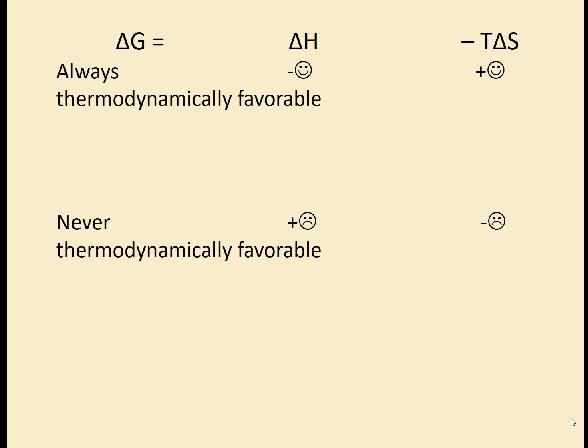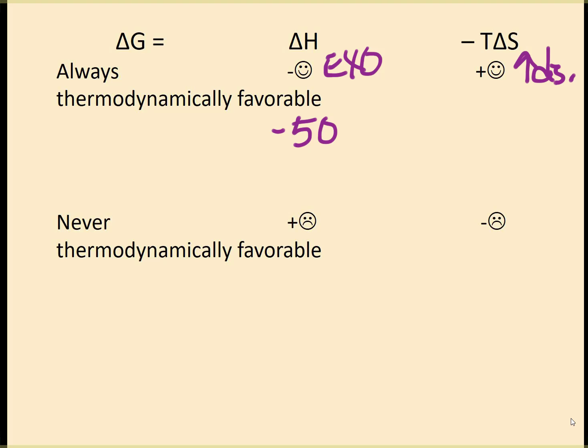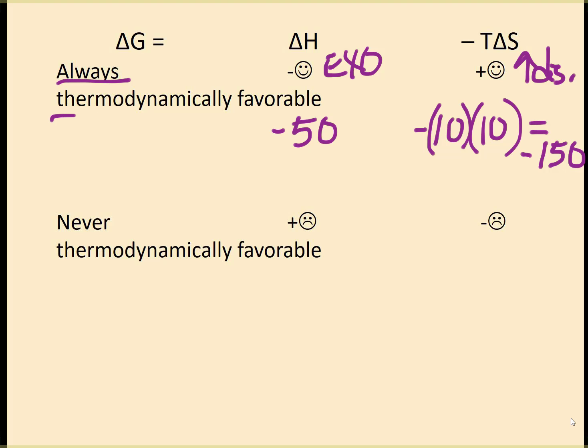Let's plug numbers into the Gibbs Free Energy Equation just to see how things work. So for example, let's say I have an exothermic reaction and I have an increase in disorder, and I'm just going to put in some fake numbers. So let's say minus 50 here, and I'm just going to keep my math really simple. So temperature is 10 Kelvin, and I have a positive 10, and I see that in total I get a minus 150. And so I see that I always get a thermodynamically favorable reaction.